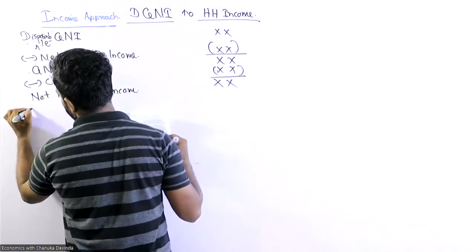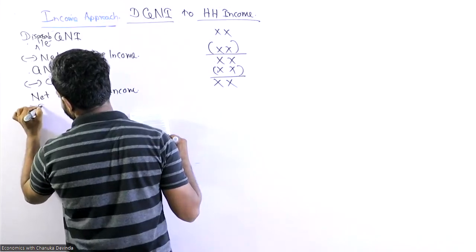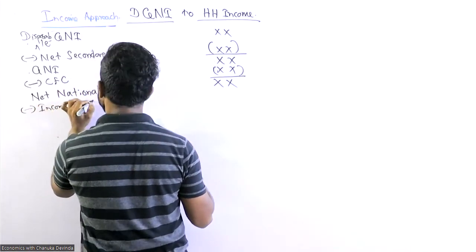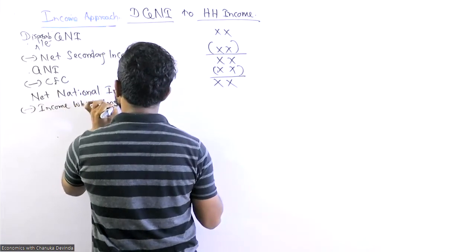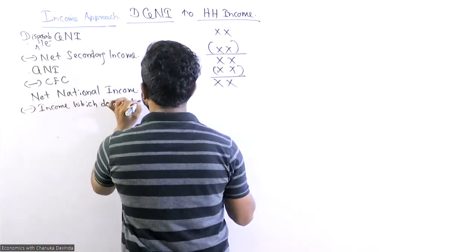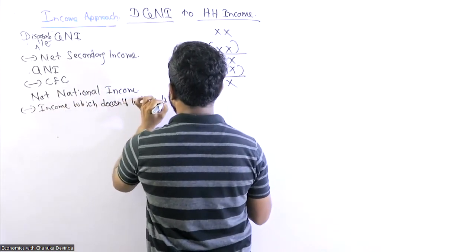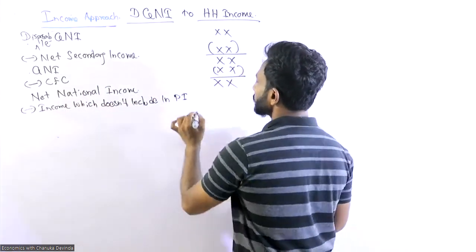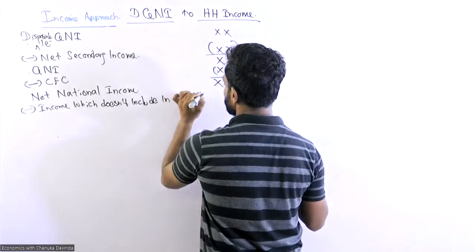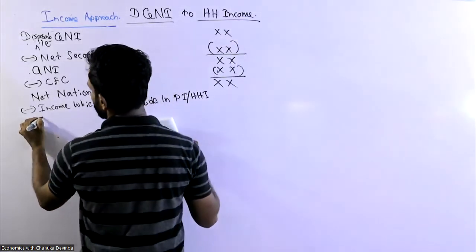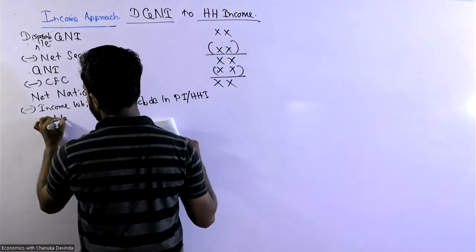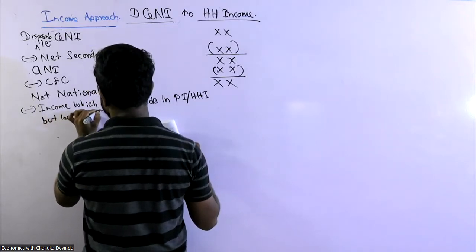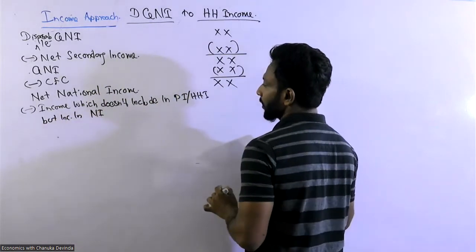Income that does not include in personal income or household income, but is included in national income needs to be removed. Right? What are those?